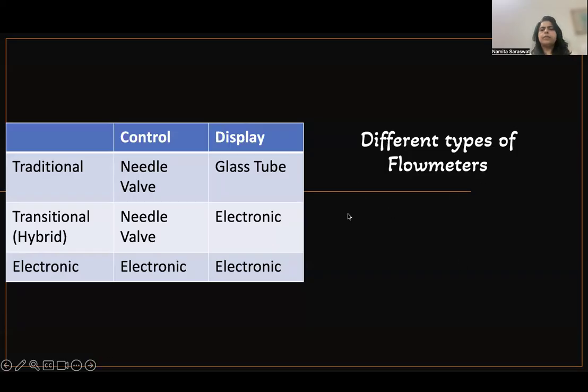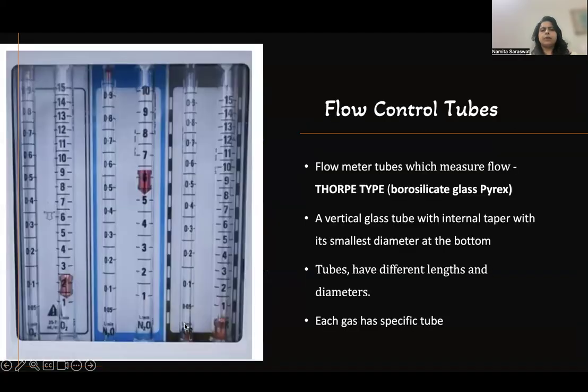Different types of flow meters. There are three different types of flow meter. Traditionally, as we have seen, the control is by needle valve and the display is a glass tube. Transitional is hybrid: the control is by needle valve, but the display will be electronic. In electronic, the control as well as the display will be electronic.